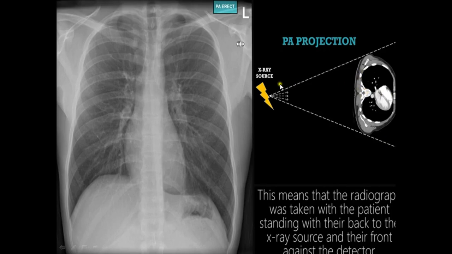So what happened here, this is the X-ray tube. We are shooting the X-rays from behind the patient, and the cassette is lying there. So the cassette is going to read these X-rays. In this way the PA projection has been taken. So this is the PA erect view: the patient is in a standing position, the X-ray tube is lying behind, and the cassette is in front. In this way, this is called a normal PA view.